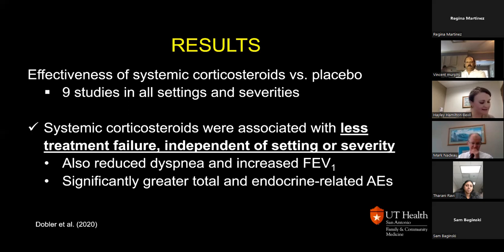Let's see. There was no statistically significant change in any of the other outcomes though, like death, hospital admission, repeat exacerbations, or intubation. And these findings were the findings where systemic corticosteroids were helpful in this slide. That was found for all pooled studies and also the mild subgroup.